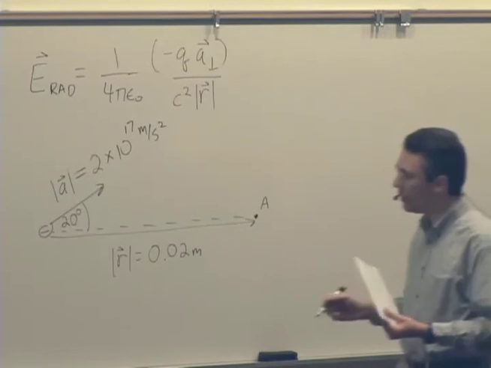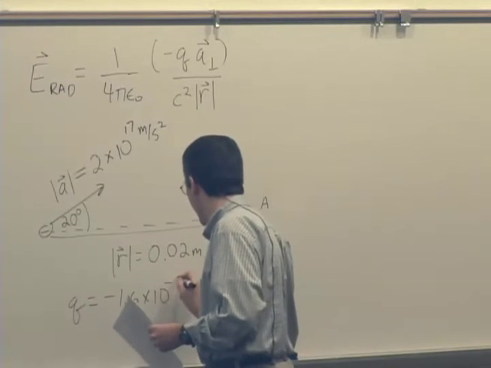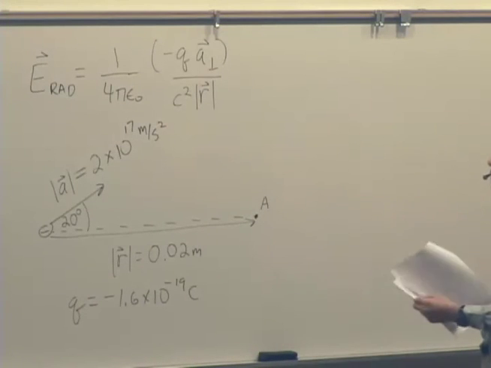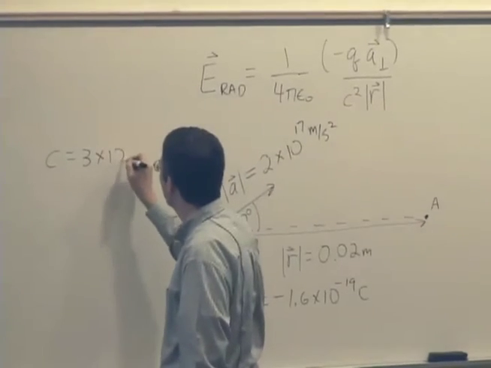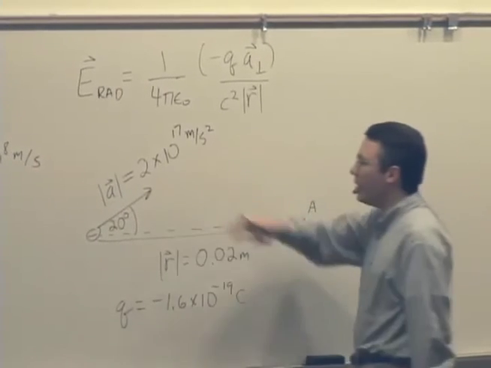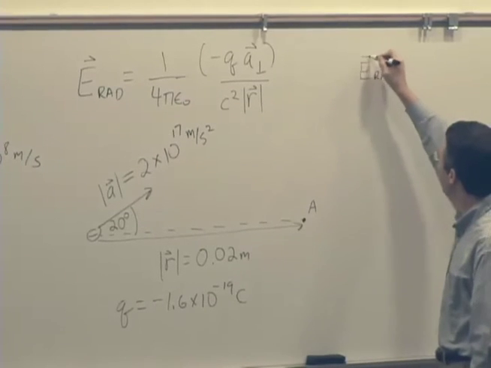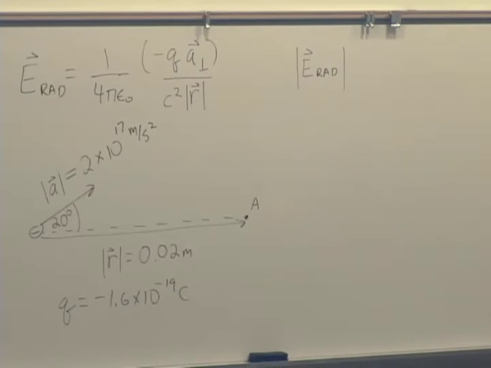And this is an electron, so we know the charge, 10 to the minus 19. So what else do we need? We've got everything, right? We know the speed of light: 3 times 10 to the 8th. So plug it in. See if you can find, based on this, the magnitude of the radiative component of the electric field when it reaches location A. Remember, you need to use A perpendicular, so think about how you would calculate that.